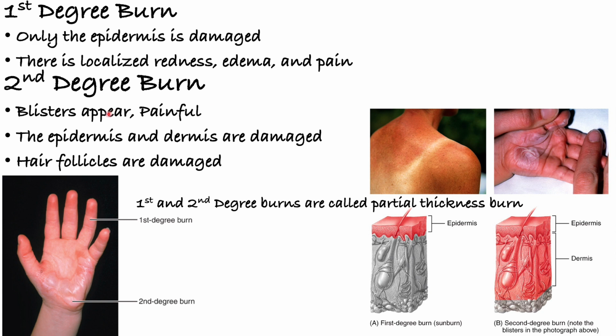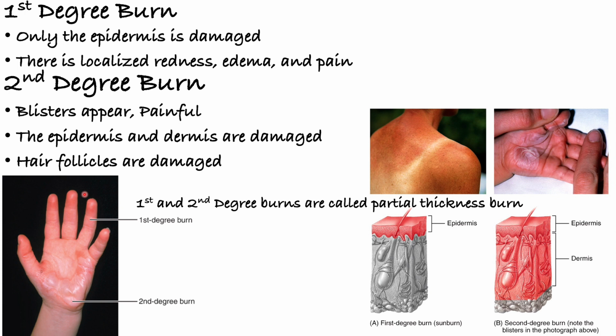For second degree burn, you start to see blisters, and this is because the epidermis and the dermis are damaged. So both layers are damaged. And what do we end up seeing? If you remember, the blisters is actually due to the destruction of the areolar connective tissue, which we said plays a role in inflammation. So all that fluid is going in there, and that's why you might see it a little bit in first degree burn.